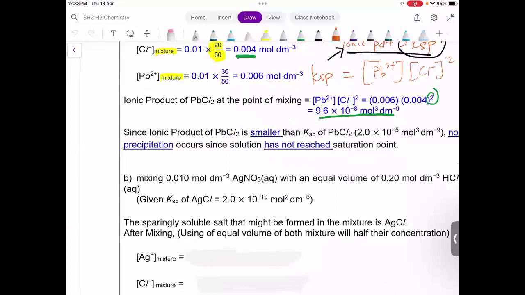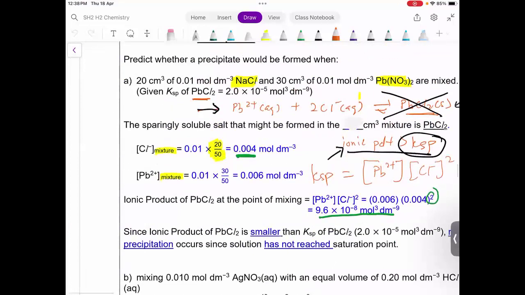Okay, so basically what we are doing here is we are trying to mix two soluble salts together and see whether it causes precipitation. At the instance of mixing, we need to calculate the ionic product to check whether it equals or exceeds the Ksp. If it exceeds the Ksp, then precipitation will take place. If it doesn't, then it will just be a saturated solution or less than saturation.